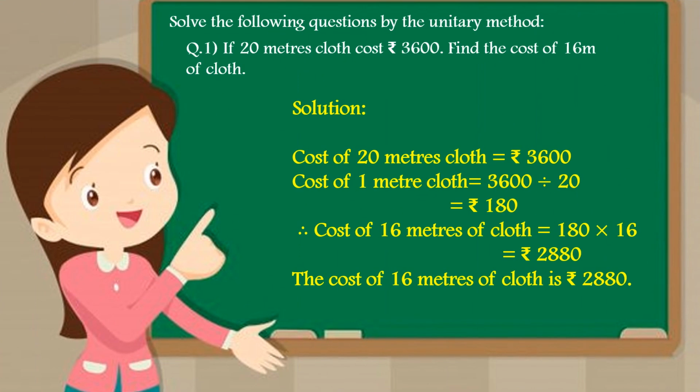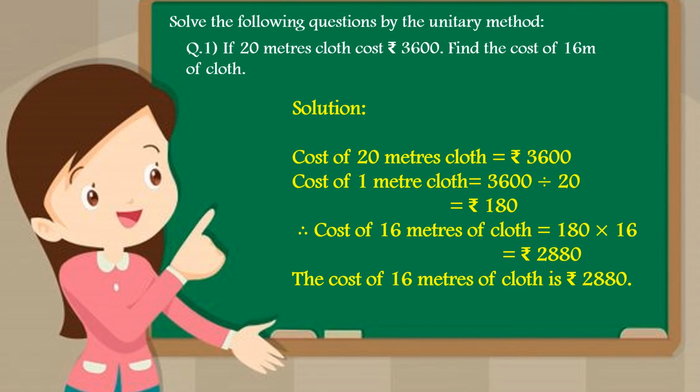Now, some questions I have taken from your practice set, from your textbook, which you can look at and understand the method much more nicely. Here are the following questions to be solved by the unitary method. It's specifically said to solve it by the unitary method. The first question says, if 20 meters of cloth costs rupees 3,600, find the cost of 16 meters of cloth. We know 20 meters of cloth is rupees 3,600.